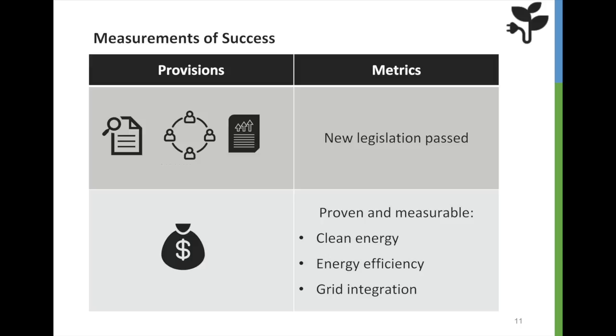In terms of measuring the success of our bill, we can look at the different provisions of the bill and determine metrics for each of those. So in the top row here, we're looking at the research report, the stakeholder working group, and the recommendations to Congress, and those will be deemed successful if new legislation is in fact passed. In terms of the grants for demonstration projects, we'll look at the specific demonstration projects themselves and determine if they reduce emissions on site, if they increase energy efficiency, and if they're integrated into the grid, increasing grid stability.